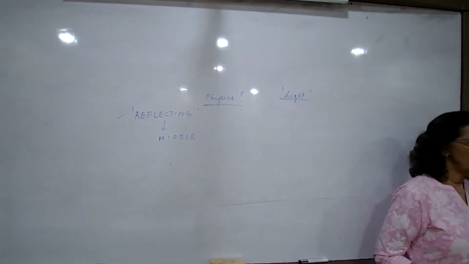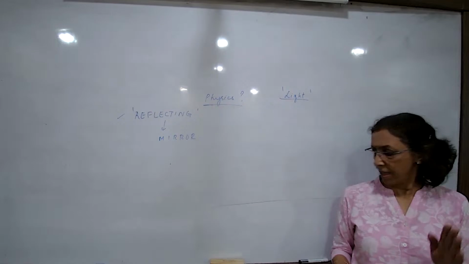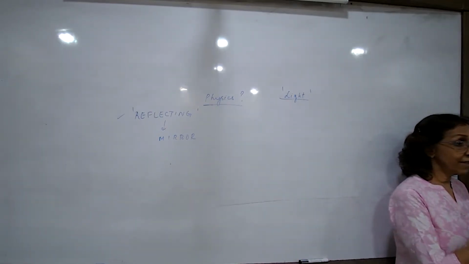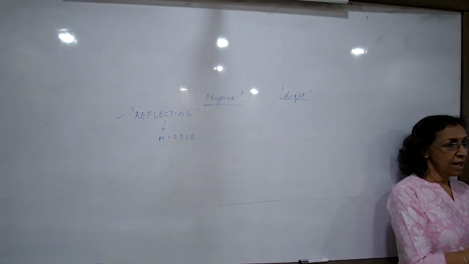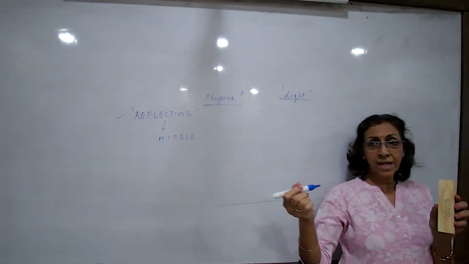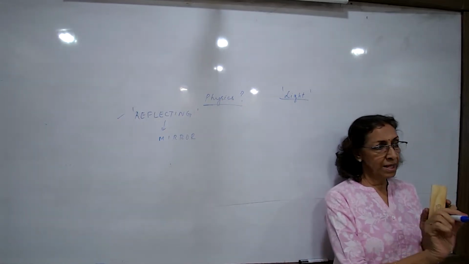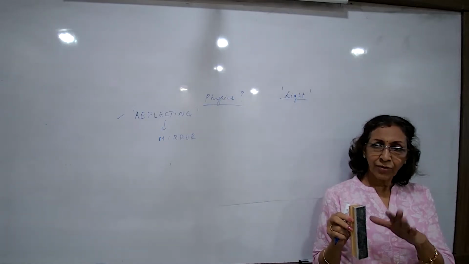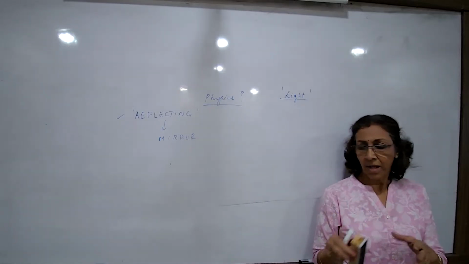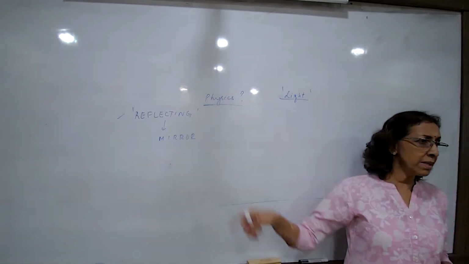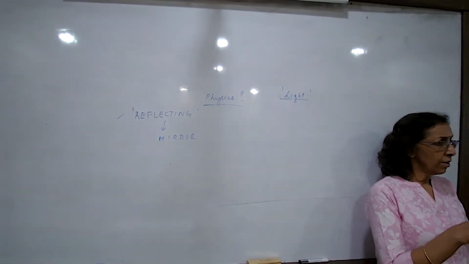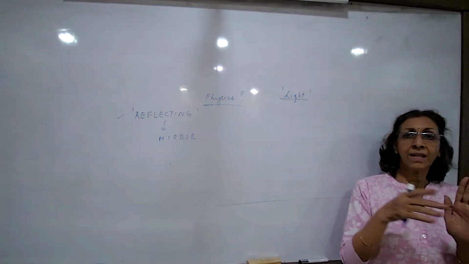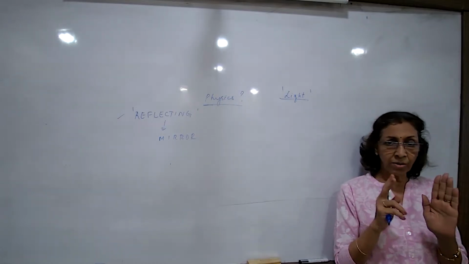What is a mirror made of? Glass. Suppose this is a very fine, thin piece of glass. One side is the reflecting surface, meaning light is falling here and coming back. If this is the incident ray, this becomes the reflected ray. On the back side, you find that the surface is silvered. So a mirror is nothing but a flat piece of glass, one side of which is silvered, and the other side becomes the reflecting surface. Are you clear about these terms?